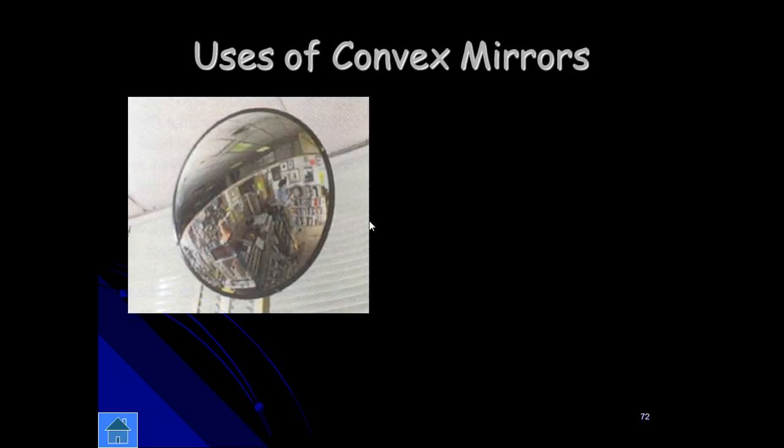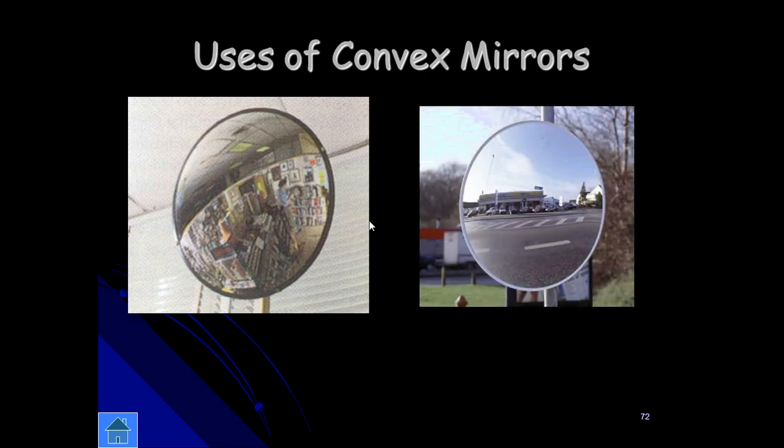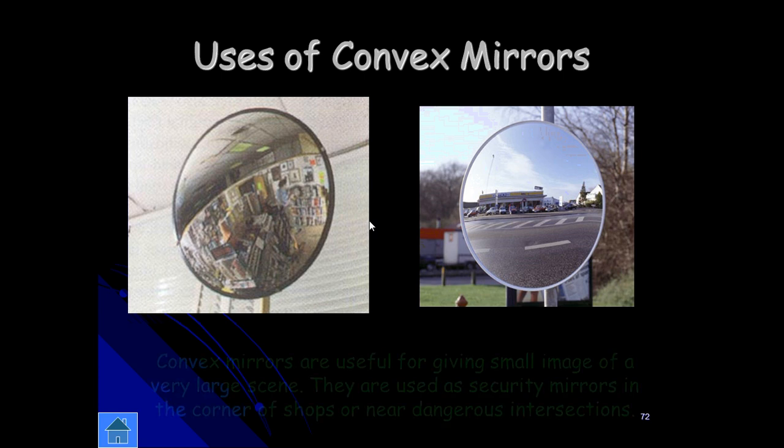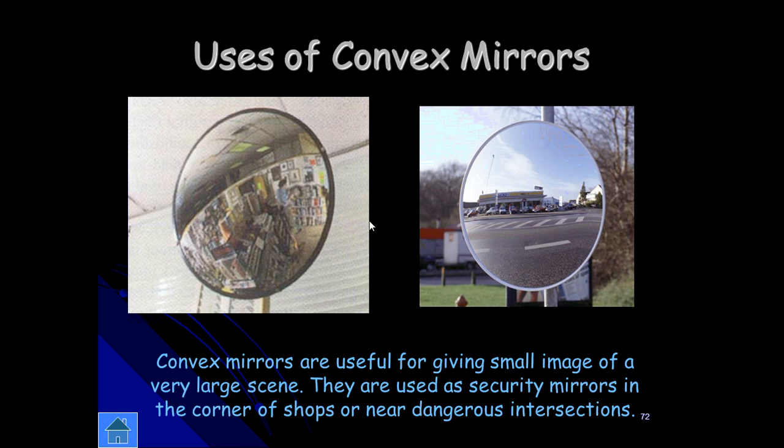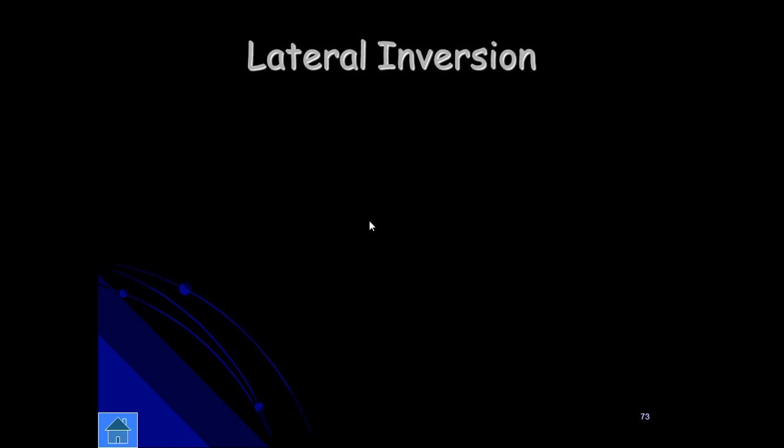We've looked at security cameras and safety features on roads. So if you're coming out of a difficult junction, you can have a much wider field of vision. So it gives you a small image for very large scenes. Security or dangerous intersections are the crucial places that you see it in everyday life. The concept of lateral inversion we'll look at in another video.